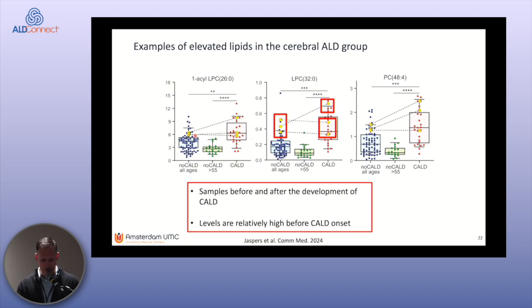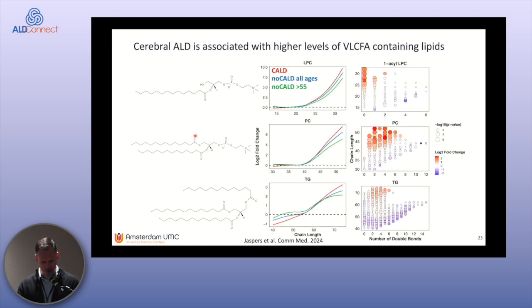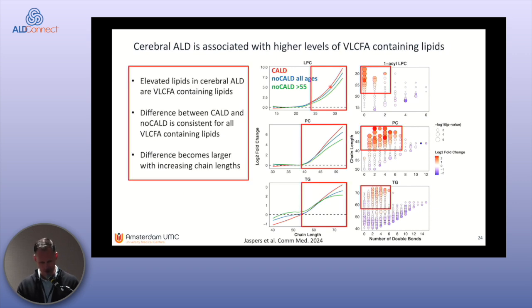Now we can also look at these groups and what their distribution is in the ALD lipidomic signature. And the same color code is here with red cerebral ALDs, blue patients without cerebral ALD of all ages, and in green patients without cerebral ALD over the age of 55. And what we can see is that the differences between these groups are specific for very long-chain fatty acid containing species, and that this difference is consistent for all very long-chain fatty acid variants that we were able to detect, and that this difference between groups grows larger as the chain length increases.